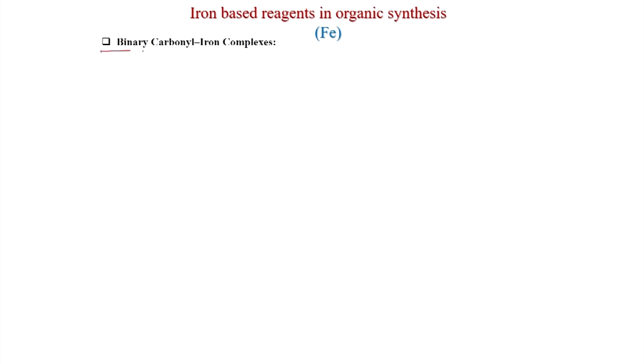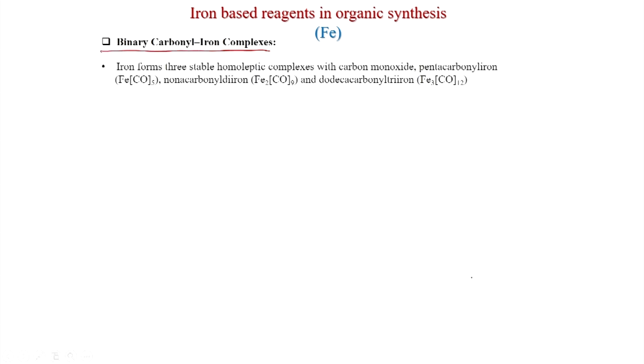So, now we will discuss binary carbonyl iron complexes. Iron forms 3 stable homoleptic complexes with carbon monoxide: pentacarbonyl iron Fe(CO)5, nonacarbonyl diiron Fe2(CO)9 and dodecacarbonyl triiron Fe3(CO)12. So, there can be only one iron, that is iron pentacarbonyl, 2 irons can be there, that is Fe2(CO)9, and 3 irons, Fe3(CO)12.